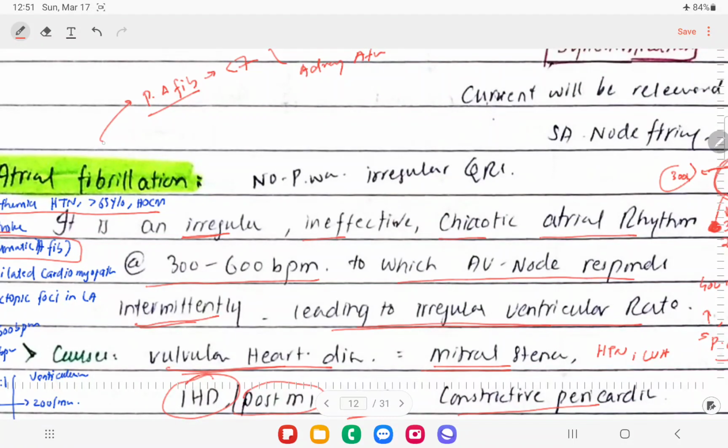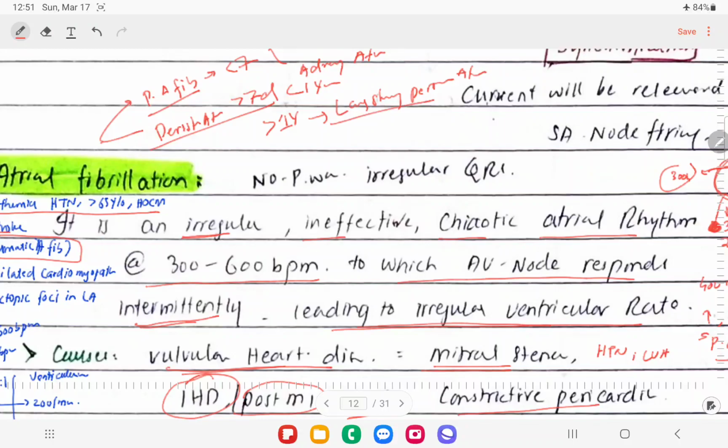If it remains for more than 7 days, we call it persistent atrial fibrillation. Persistent atrial fibrillation is when it remains for more than 7 days but less than 1 year. If it remains for more than 1 year, we will call this long-standing persistent atrial fibrillation.